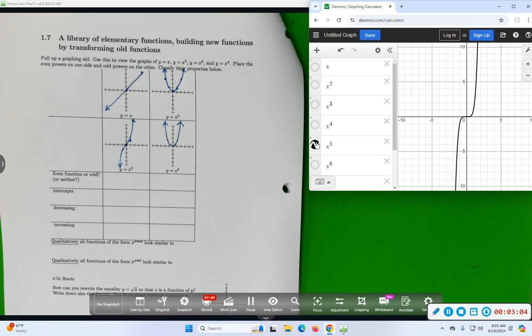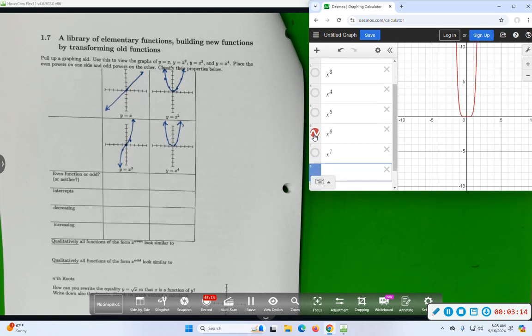X to the 5th. Looks kind of like x cubed, but maybe flat close to the origin, steep farther away. X to the 6th. Again, looks kind of like x squared or x to the 4th. X to the 7th. So let's notice just some things about this.